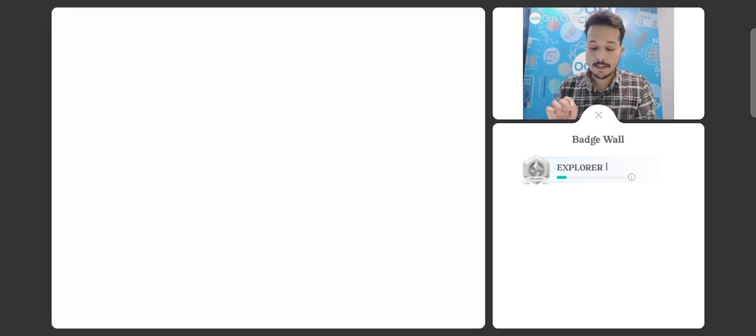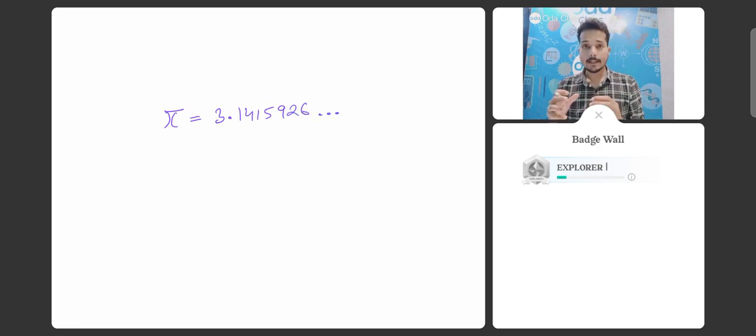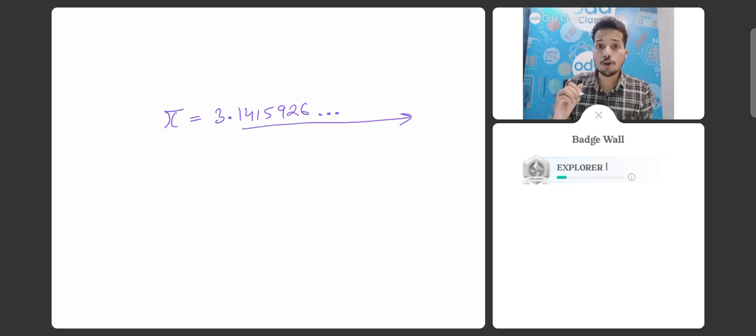Arnav and everyone, listen. Pi is equal to 3.1415926 and so on. It is not going to stop. It is non-terminating. Terminate meaning stop. It will have infinite digits, and it is also not going to repeat. It is not going to recur, meaning different numbers will come again and again.